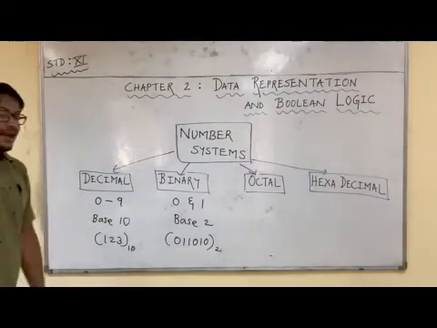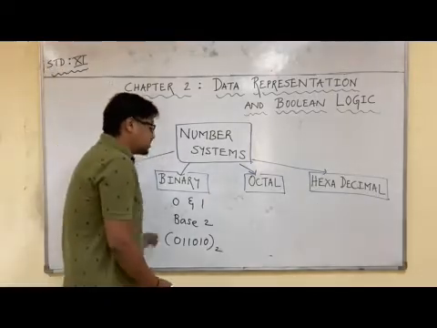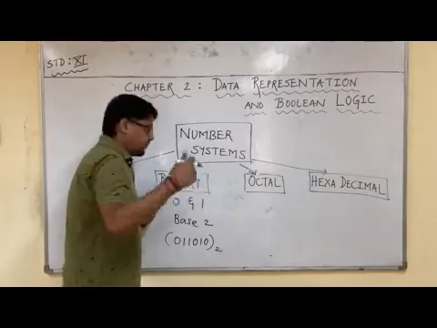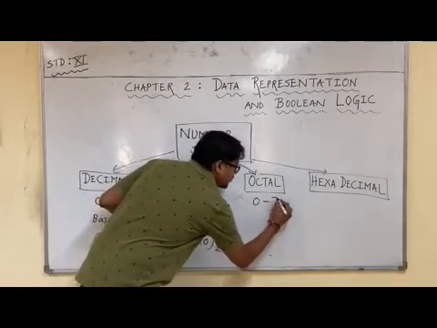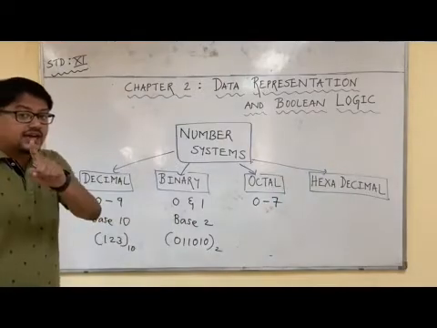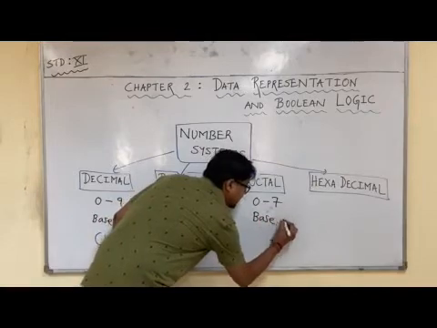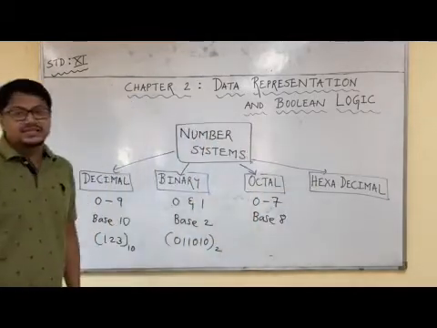Now next comes the octal number system. Octal number system is numbers that are framed with the digits 0 to 7. Now 0 to 7 means how many numbers are there? 8, and that is why octal number systems have the base 8.